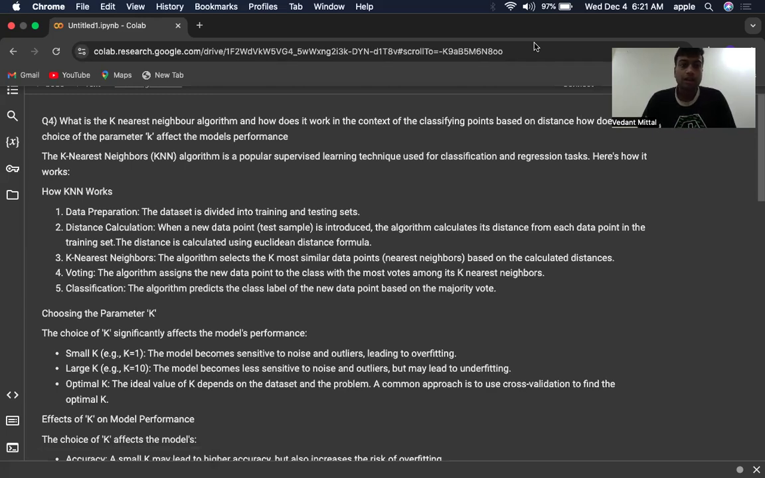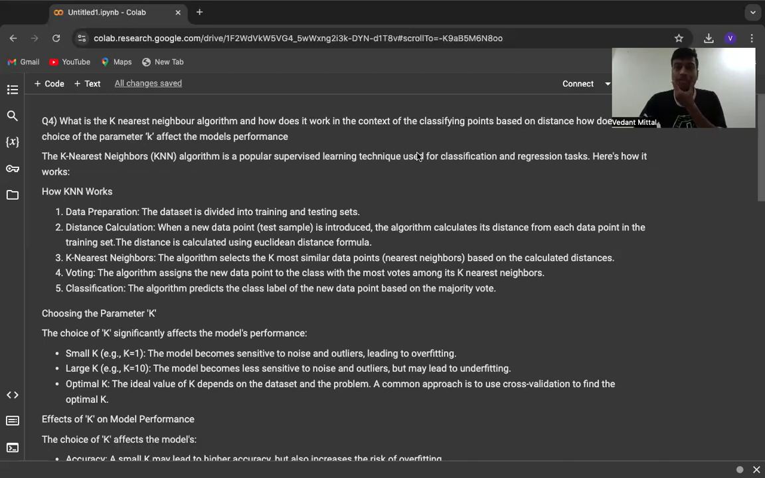So in this lecture, I'll be discussing the fourth question of my data science end semester paper. So let's begin. We have been asked: what is the k nearest neighbor algorithm and how does it work in the context of classifying points based on distance? How does the choice of the parameter k affect the model performance? So basically, we have to briefly explain the process of the k nearest neighbor algorithm.